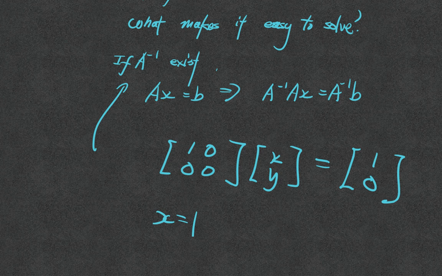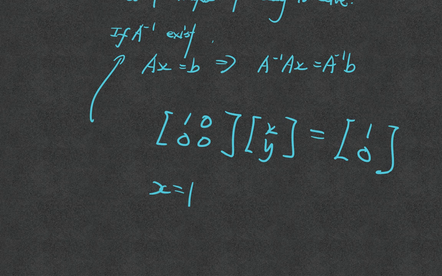What do you know about Y? You don't know anything about Y. In fact, any Y will fulfill that solution, right? Even if you put a complex number there for Y, it will still be okay, right? So what actually happens is that singularity itself doesn't imply there is no solution, but singularity guarantees that you don't have a unique solution, okay?